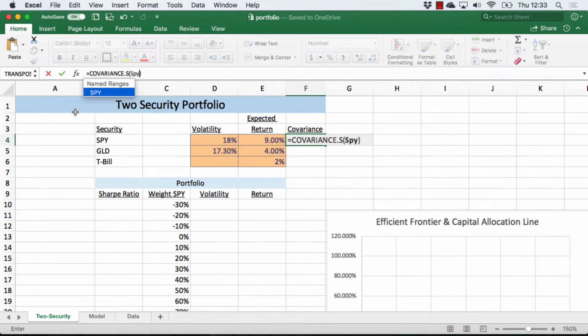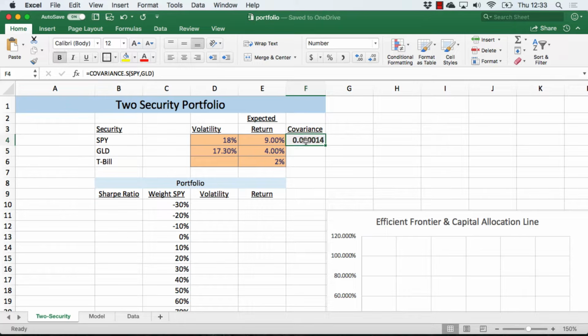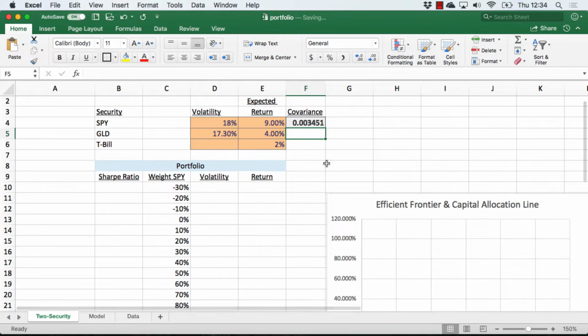And I named those ranges so that I can easily write formulas based on them. So what we're left with here is a daily covariance for that 1 year. And so to get the annualized version, I'm going to multiply it by 252, which is the number of observations and the number of trading days in a year. So this low covariance means they don't really move together that much.